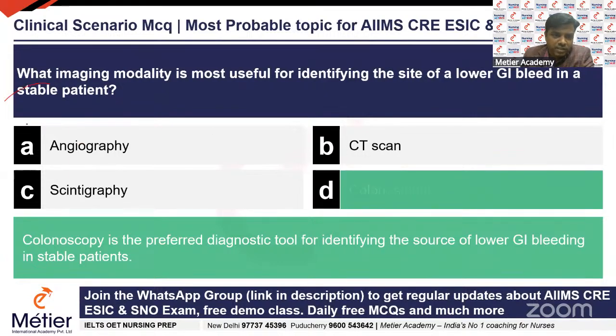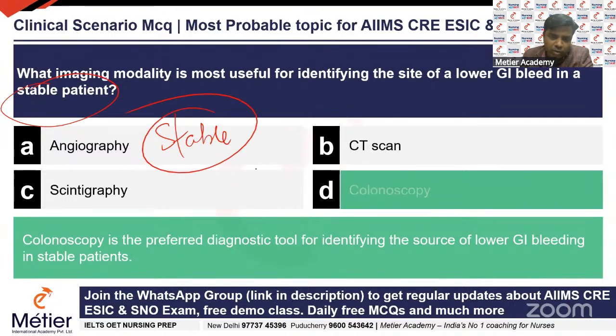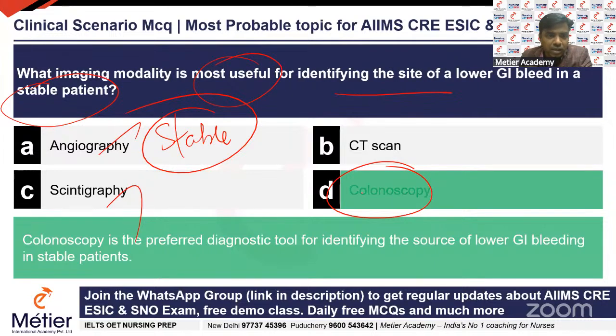Lower GI stable patients. Look at the key point, stable. I am also following your answer. Since you all gave A and C, yes. Stable patients with lower GI bleed. So the most useful ideal site for the lower GI bleed, the initial first intervention, preferred diagnostic tool is colonoscopy. Usually colonoscopy, if the patient is stable, we send the patient, then we find out one by one all the investigations. So in this a key point is that they kept stable patients. If it is collapse, very severe bleeding, esophageal varices, then we think about angiography.